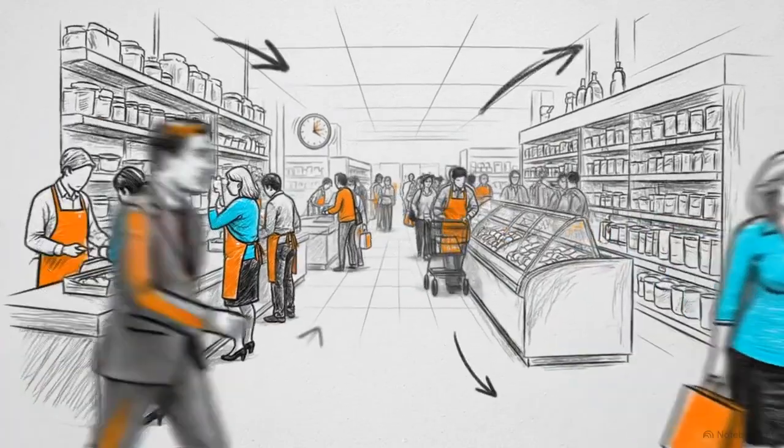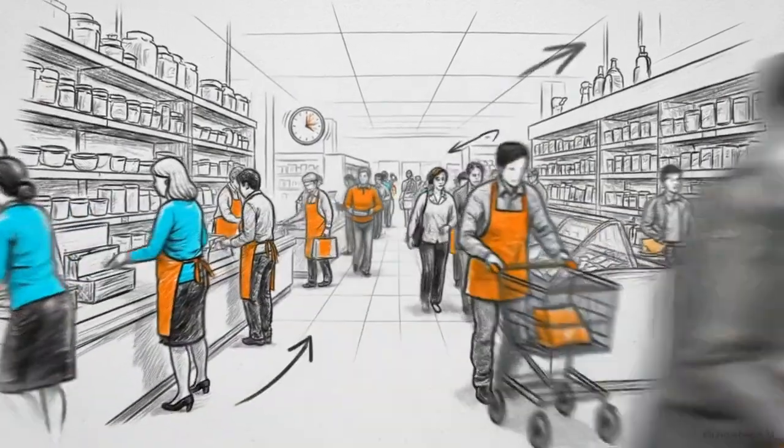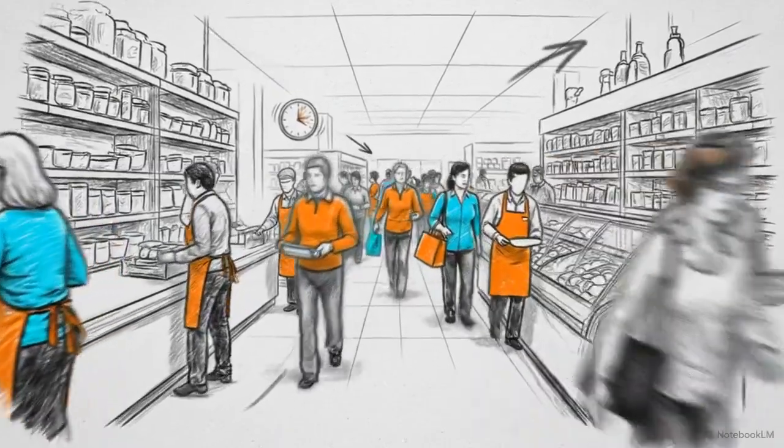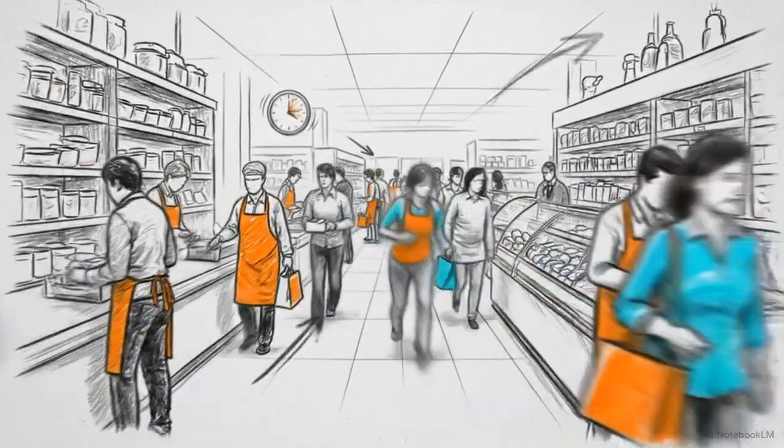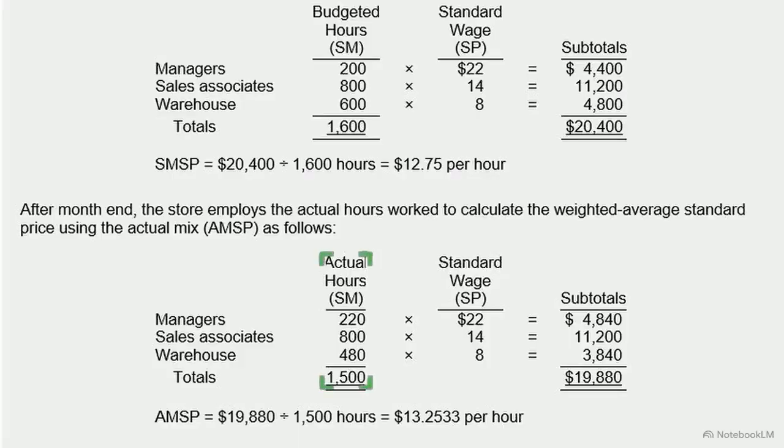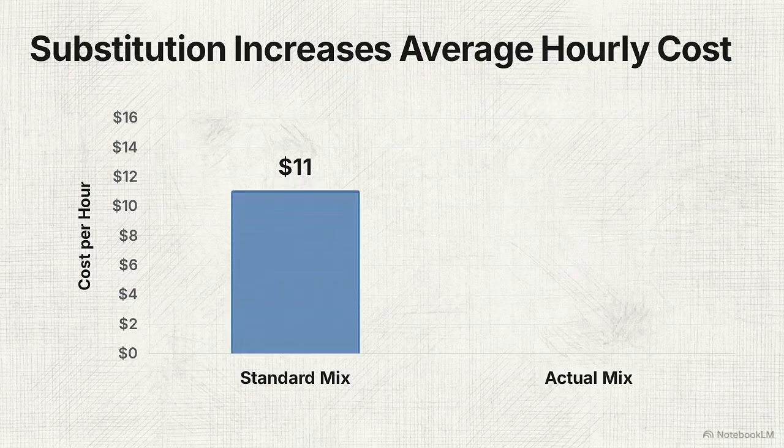Fast forward to month end. Operations rarely run precisely to plan, and the actual hours worked by different staff tiers deviate from the budget. The actual hours logged here create a completely new mix, while holding the standard wage constant. Dividing the actual total cost of $19,880 by 1,500 actual total hours yields the second pivot point, an AMSP of $13.25 per hour. Comparing the two averages reveals the substitution effect.